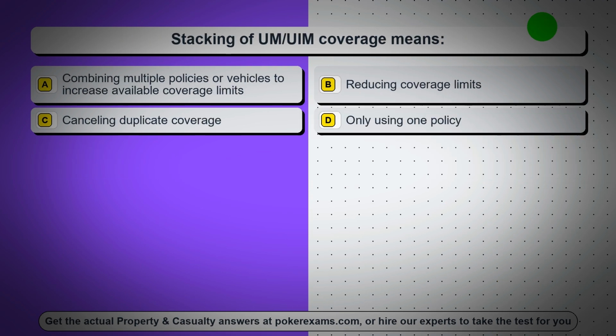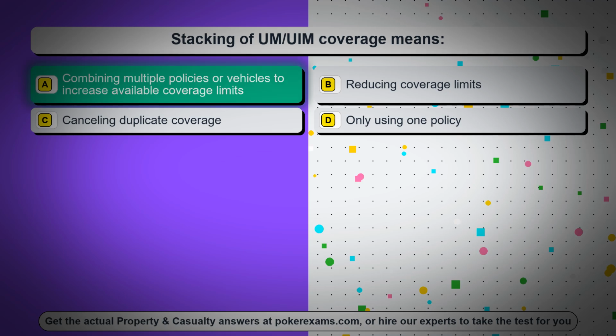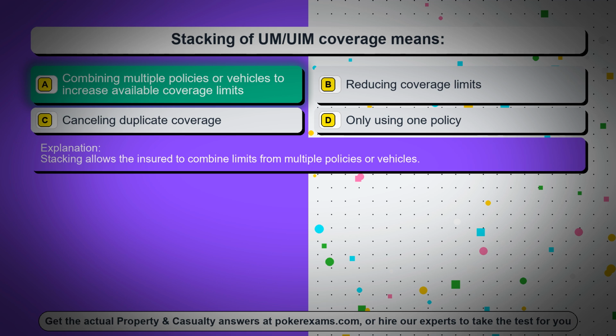Question 78. Stacking of UM/UIM coverage means option A, combining multiple policies or vehicles to increase available coverage limits, option B, reducing coverage limits, option C, canceling duplicate coverage, option D, only using one policy. The correct answer is option A, combining multiple policies or vehicles to increase available coverage limits. Stacking allows the insured to combine limits from multiple policies or vehicles.